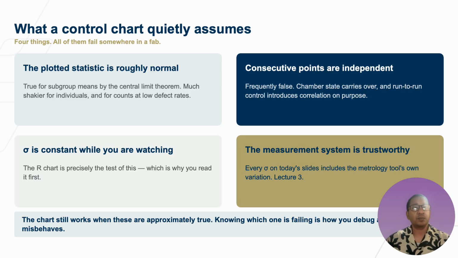Sigma is constant while you are watching. R is specifically the test of this, which is why we read it first. And the measurement system is trustworthy. Every sigma on today's slide includes the metrology tool's own variation, and we will not separate them until the third lecture. The chart still works when these are approximately true. Knowing which one is failing is how you debug a chart that misbehaves, and that is a much more useful skill than knowing the formulas.